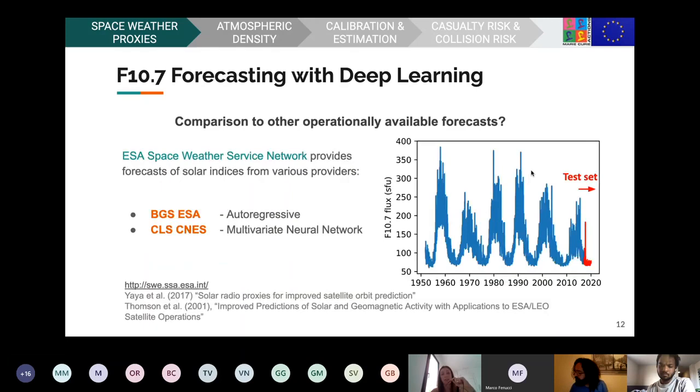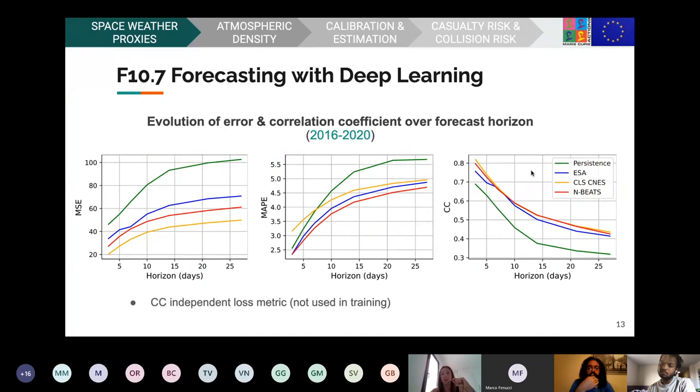So to compare our forecast to those that are already available operationally, we consider two forecast providers that are available from the ESA Space Weather Service Network. The first, developed by the British Geological Survey for ESA, is a statistical autoregressive approach. And secondly, forecasts provided by CLS, developed in conjunction with CNES, who use a multivariate neural network approach using more than one flux wavelength. Forecasts from this service are available since late 2016, which covers a period of relatively low solar activity that we can compare to.